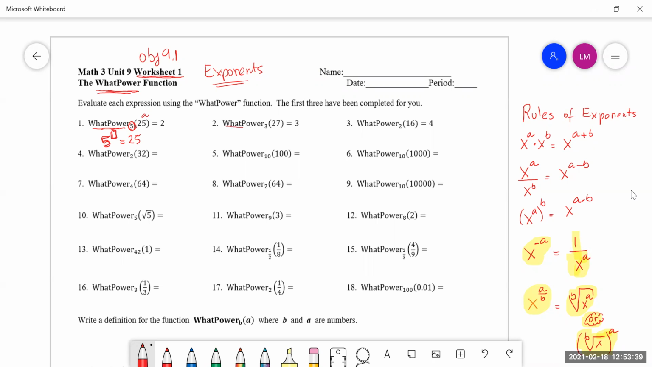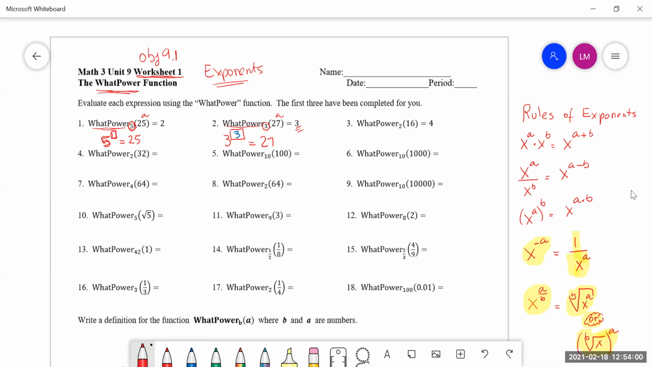So what power should I take this base number right here, 3? 3 to what power? Let's put a blank. Will equal this answer of 27. Well, they told us it's 3 because we know that, right? So we can even put in here so we know, oh, it's 3. 3 cubed gives me 27.